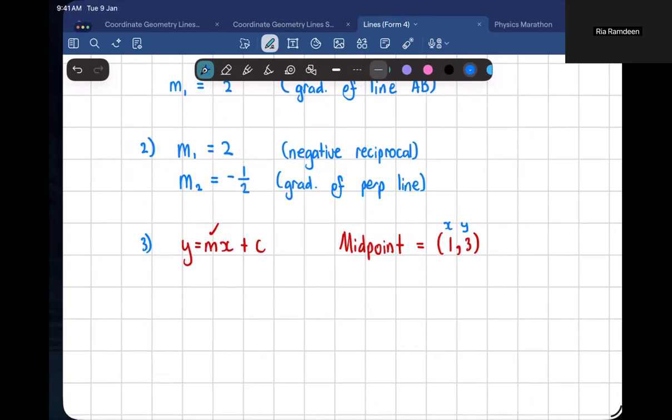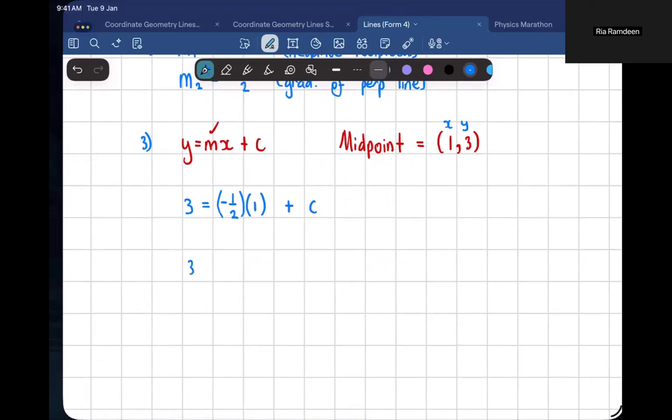You tell me the correct thing at the start. We plug in that point into y is equal to mx plus c. Right. So we have 3 equal to mx plus c. What's the gradient? Negative a half, right? 3 equals negative a half, open brackets 1, plus c. Nice.